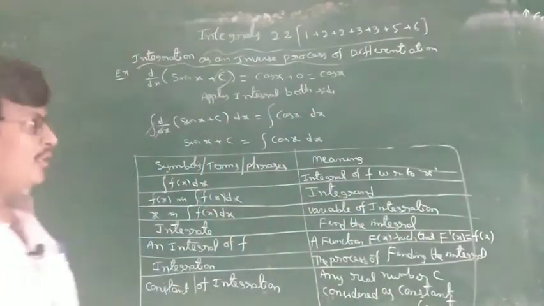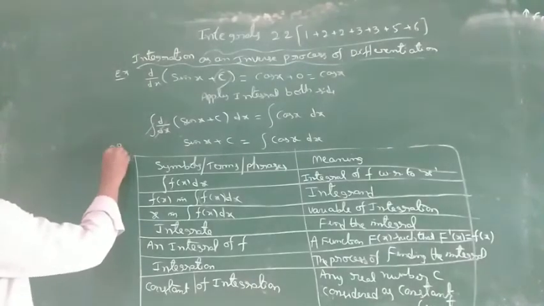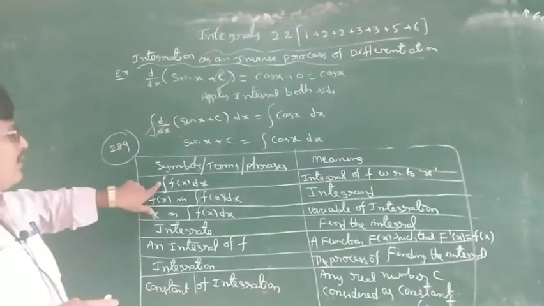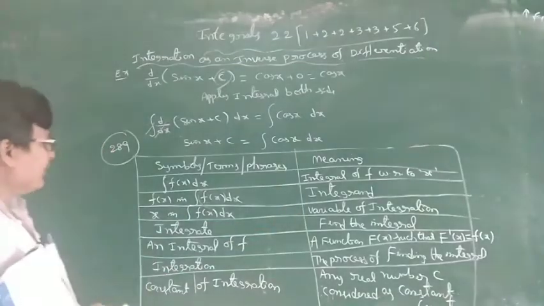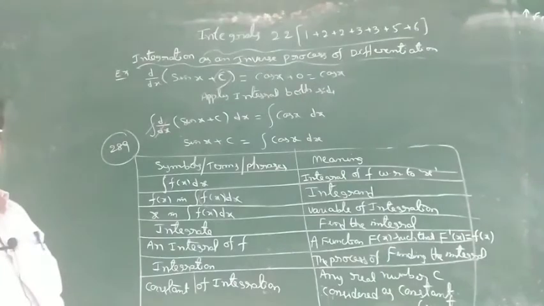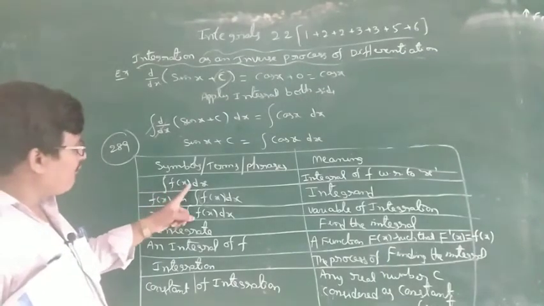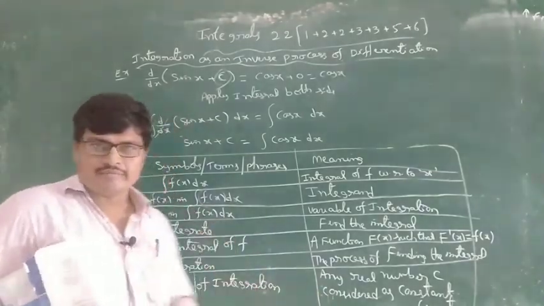This table is on page number 289. What is the meaning of the integral symbol, integral f of x dx? It means the integral of f with respect to x; dx means with respect to x. In the same way, integral f of y dy means the integral of f with respect to y.